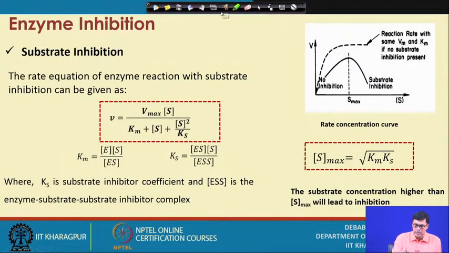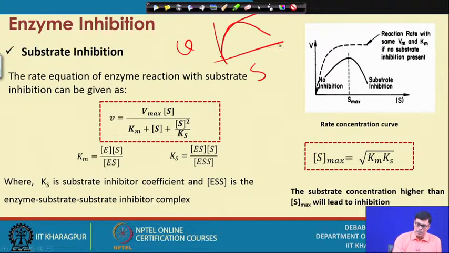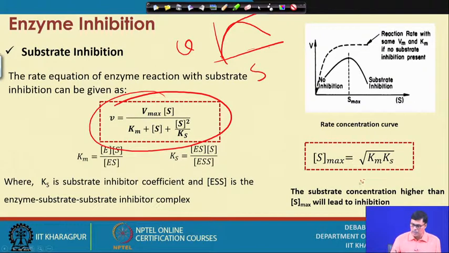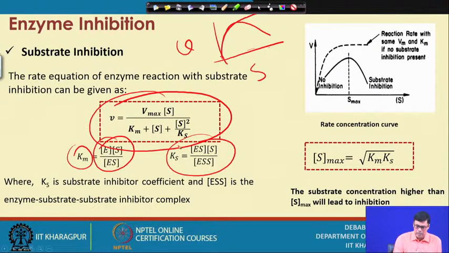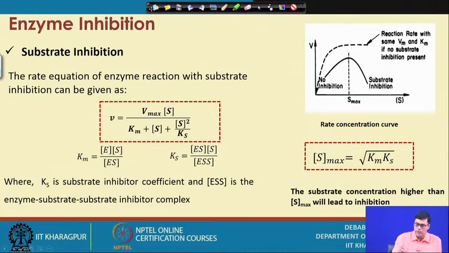Now, this is the case for normal V versus S: we have the substrate, this is no inhibition, but in the case of substrate inhibition, it will be like this. So after some point, when we keep on increasing the substrate concentration, the velocity of the reaction decreases. And this is expressed by V equal to Vmax S over Km plus S plus S square by Ks, and this reaction can be explained, where ES plus S gives the ESS complex, which we have shown similar to uncompetitive inhibition.